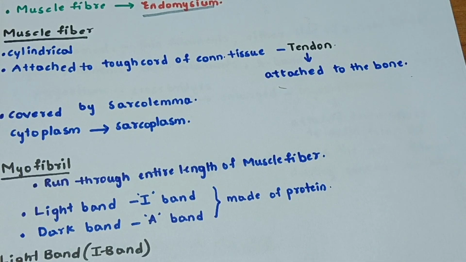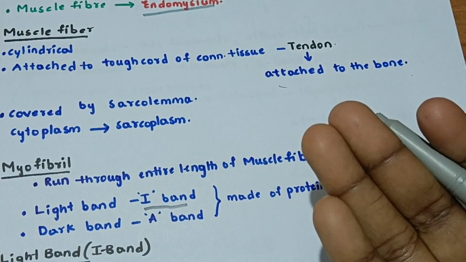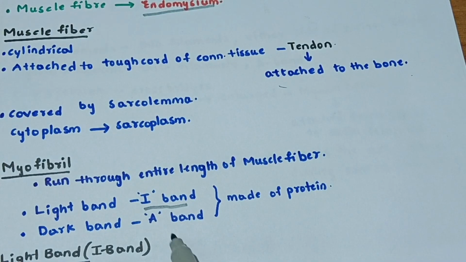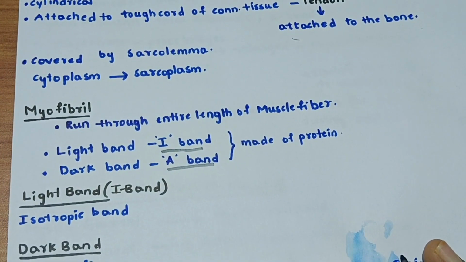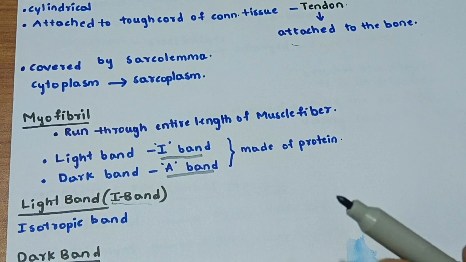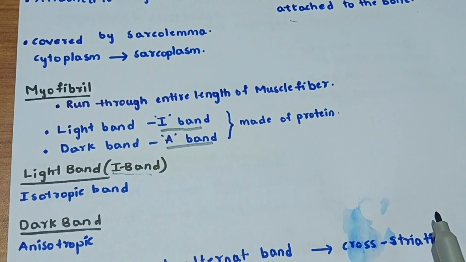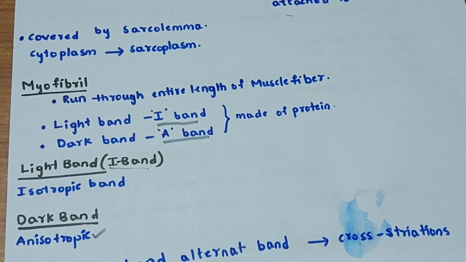The light band is also known as I band and the dark band is also known as A band. These two are made of proteins. Now let's see the light band and the dark band. The light band is an isotropic band, hence it is known as I band, whereas the dark band is an anisotropic band.